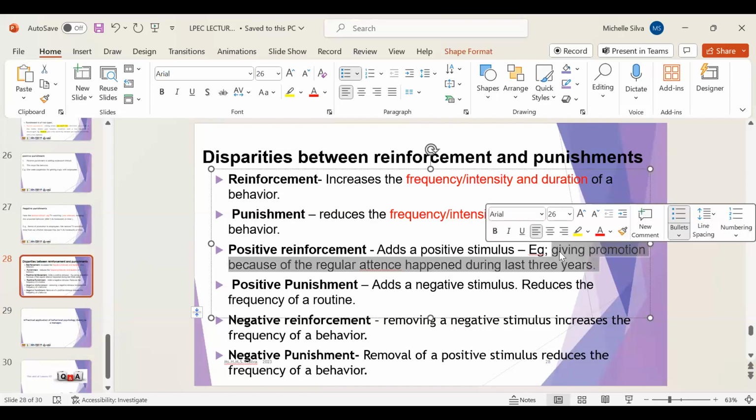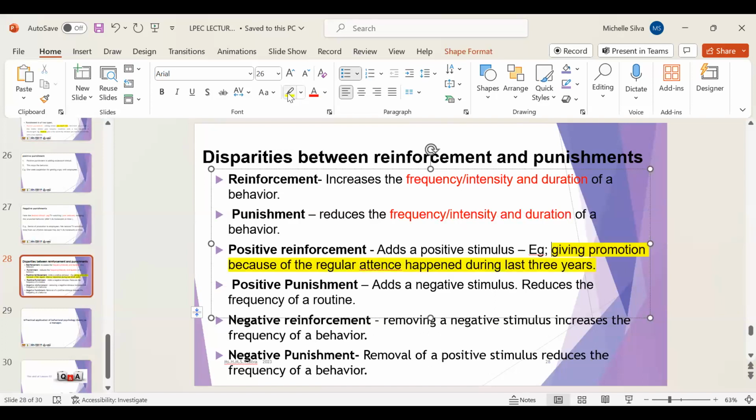It's like adding a positive stimulus. If it is positive reinforcement, what we always try to do is add a positive or pleasant stimulus. But positive punishment always means adding a negative stimulus. So when it is positive punishment, as I told you earlier, we always try to add a negative, disliked stimulus. An example is suspension.